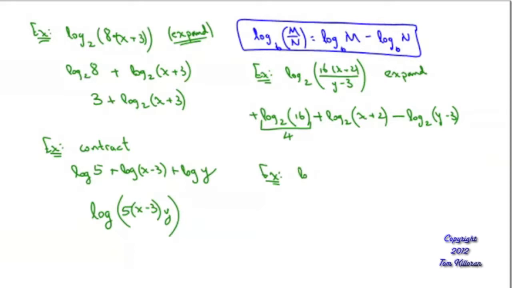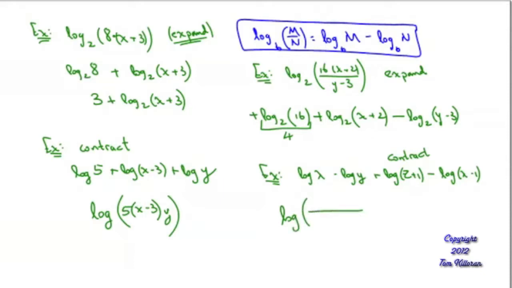What if I have log of x minus log of y plus log of z plus 1 minus log of x minus 1. It looks horrible, but it's really not. How many times am I going to write the log if I'm going to contract this? One. I'm going to write it exactly once. The people that make mistakes write more than one log. Once you get used to the habit of just writing a log, there's pluses and minuses, so you might as well write a fraction bar.